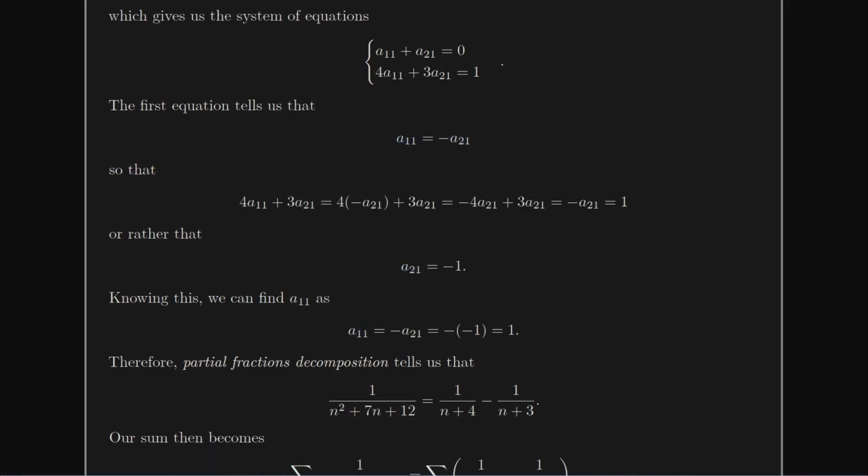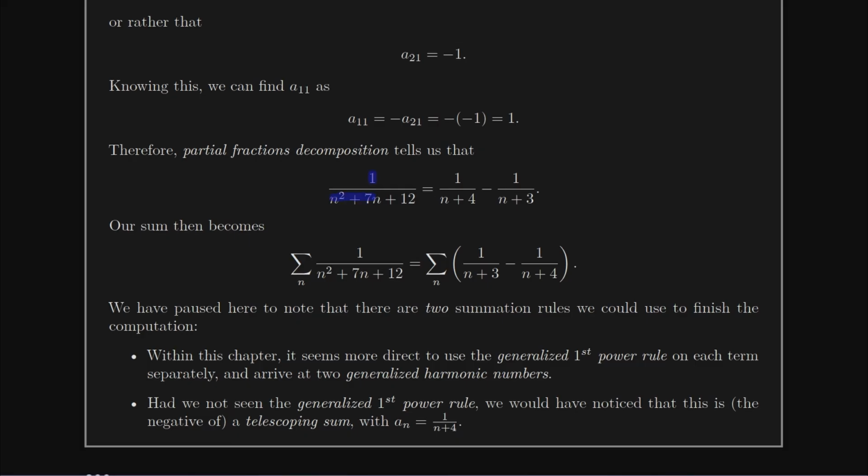So therefore, I can actually decompose 1 over n squared plus 7n plus 12 into 1 over n plus 4 minus 1 over n plus 3, the minus sign coming from the coefficient for a21. Therefore, I can go ahead and actually rewrite my sum as the sum of 1 over n plus 3 minus 1 over n plus 4.